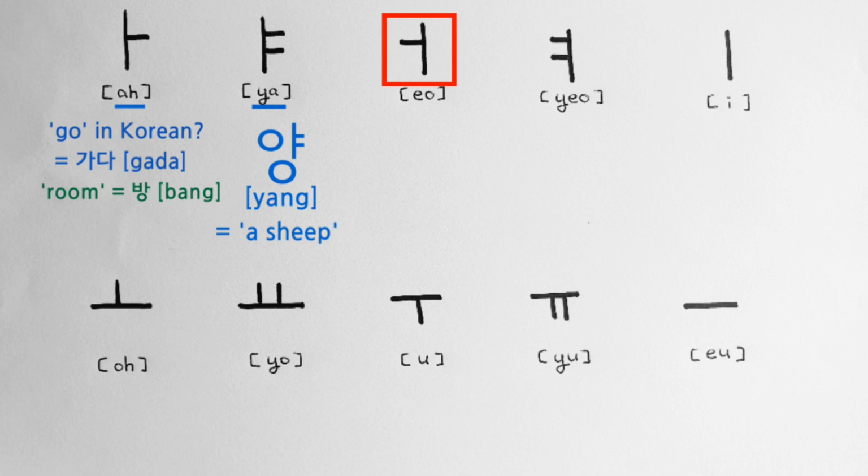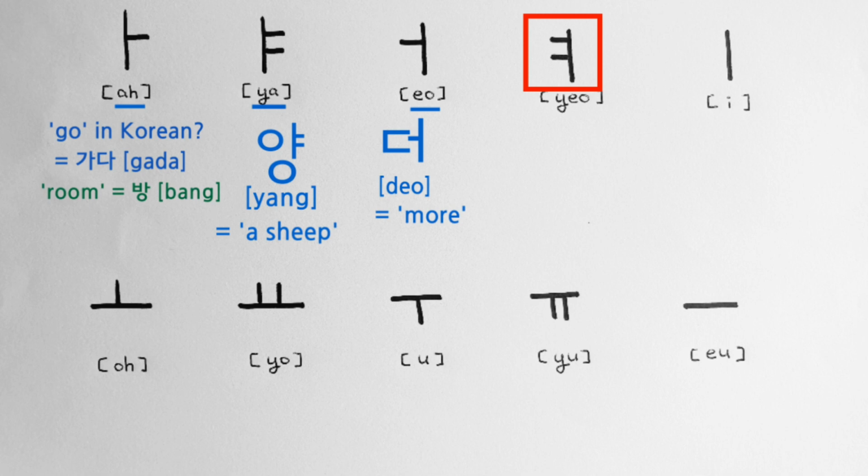The third letter is 어. Do you remember the sound of 디귿? 디귿 sounds d. So if I write 디귿 on the left, it sounds 더. 더 means more.